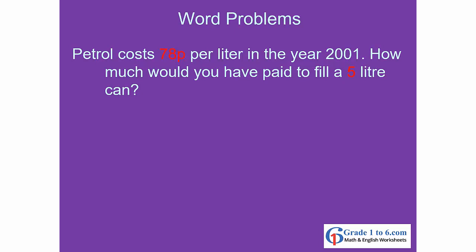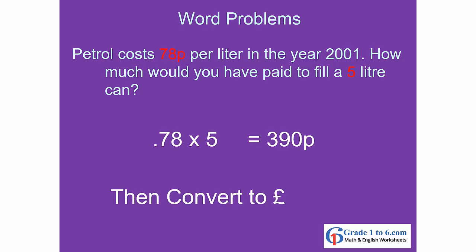Petrol cost 78p per liter in the year 2001. How much would you have paid to fill a 5-liter can? Let's think about this. 78 times 5 is going to give you 390p. Then convert it into pounds. That would give you 3.9 pounds.